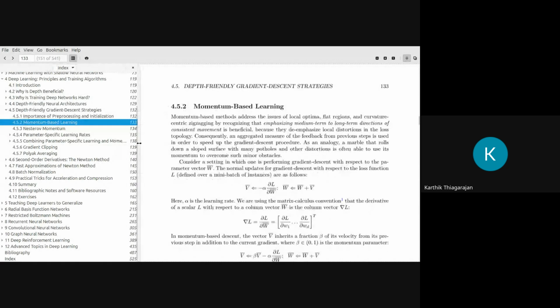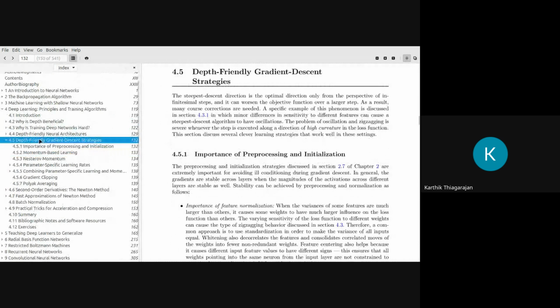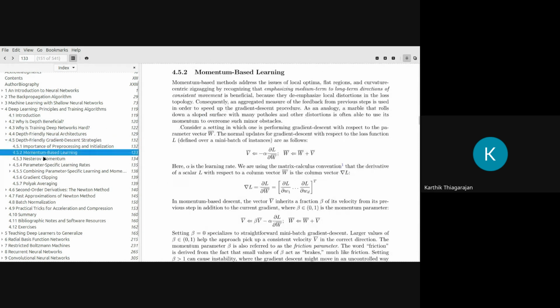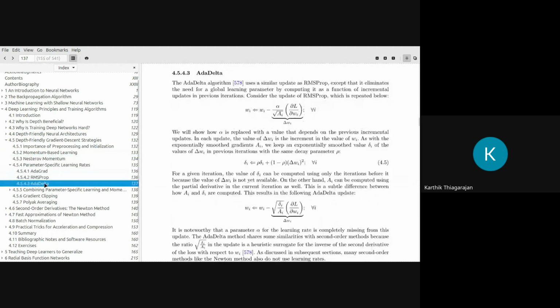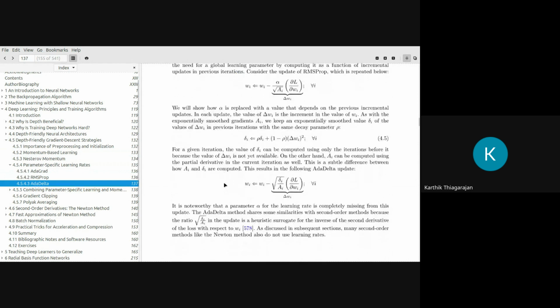If you look at the final third, these are the three textbooks that I'm referring to. The third one is by Charu Agarwal. This is probably the best in terms of coverage. He discusses a wider set of algorithms: momentum, Nesterov, AdaGrad, RMSProp, AdaDelta. He's slightly more comprehensive than the others.